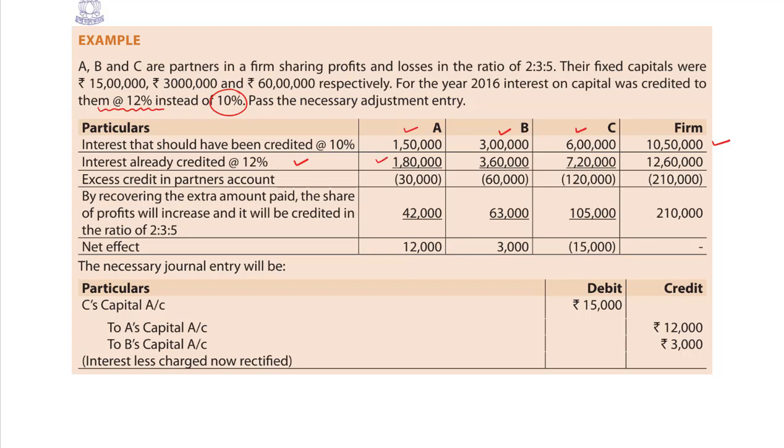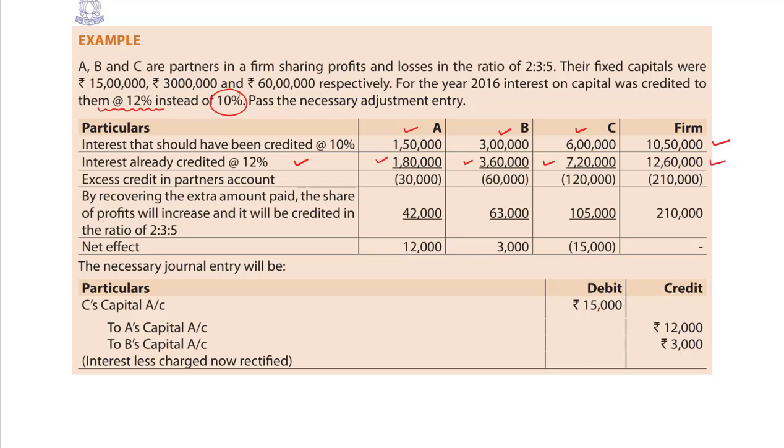Interest already credited at the rate of 12%, which is wrong: 15 lakhs multiplied by 12% is 1,80,000. 30 lakhs multiplied by 12% is 3,60,000. 60 lakhs multiplied by 12% is 7,20,000. So interest already credited is 12,60,000. This means we have credited 2,10,000 more.